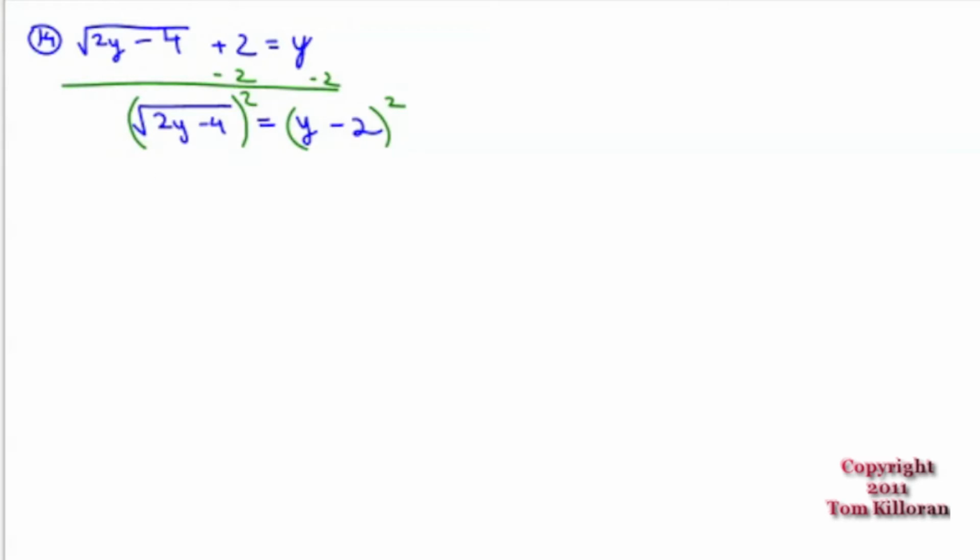Over here, the square root goes away, and you get 2y minus 4 is equal to y squared minus 4y plus 4. If you don't see that, go off to the side and do y minus 2 times y minus 2, two factors of y minus 2, and FOIL it all out, and that's what you'll get. Okay, now what? What kind of equation is this? It's a quadratic equation.